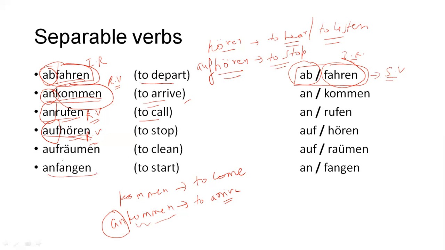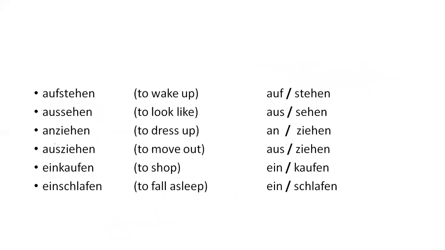Anfangen, what is the prefix here? An. So if you see a list of separable verbs, you will be able to easily identify the prefix. Here I have shown you clearly, but in the exam it won't be like this. You will be given a verb like this where you need to identify yourself what the prefix is. Let's come to the next slide.